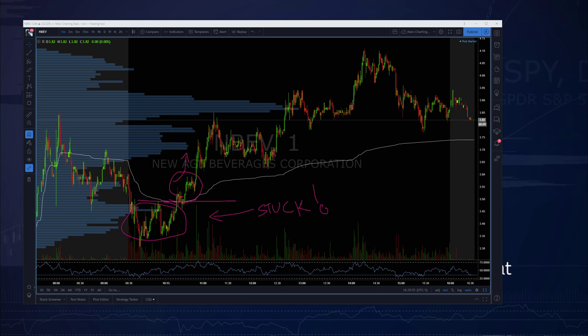So the float, even the percentage of short float, and whether a stock has manipulated and trapped people in the past. NBEV is like the A1 example for this.